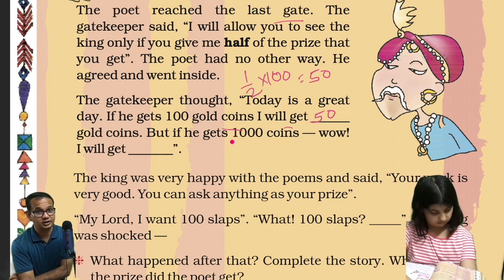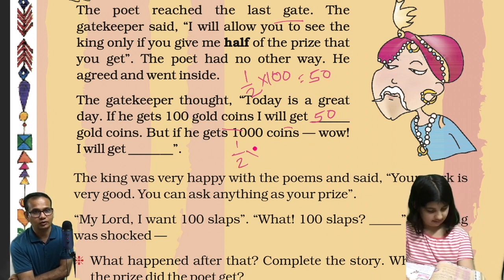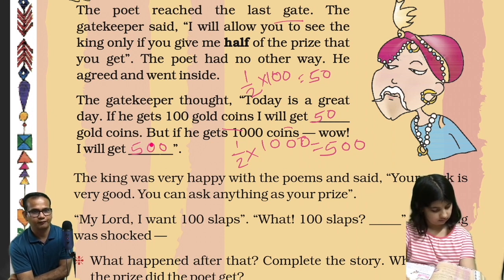But if he gets 1000 coins, wow! I will get 500. Half means 1 by 2. You have to divide 1000 by 2. So how much will he get? 500. So Avisha is right. And he is telling, I'll get 500.